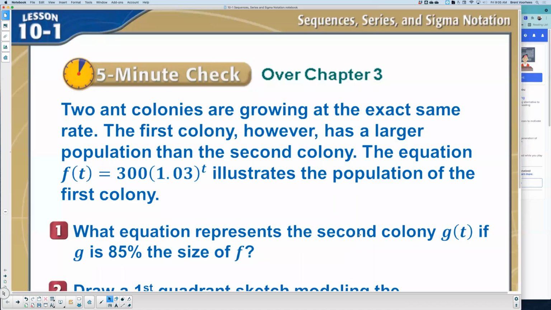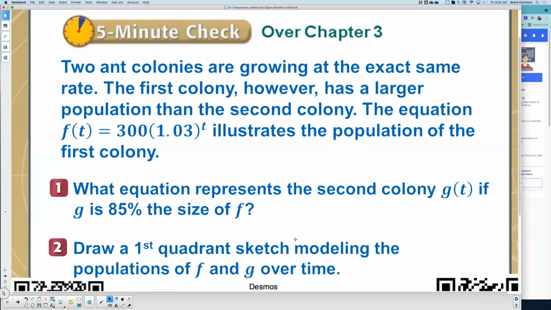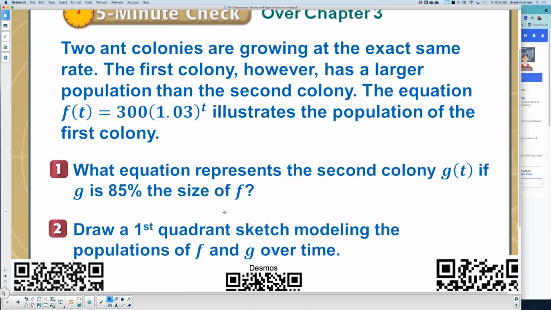All right, let's take a look at lesson 10.1. Before we do so, let's review kind of where we were. We're jumping to chapter 10, but we just finished chapter 3. You might be thinking, why does Dallas follow chapter 3 with chapter 10? And here's kind of why.